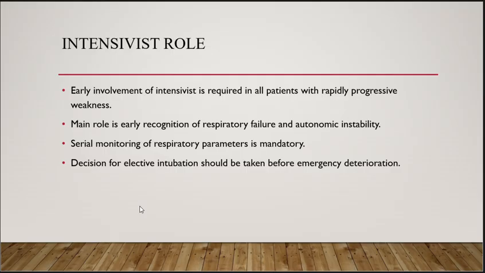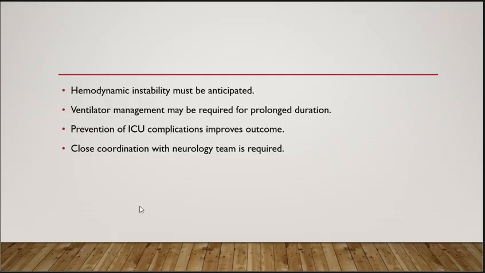And the intensivist role in GBS. Early involvement of the intensivist is required in almost all patients with rapidly progressive weakness. The main role is early recognition of respiratory failure and autonomic instability. The serial monitoring of the respiratory parameters is mandatory. The decision of elective intubation should be made by the intensivist. And hemodynamic instability must be anticipated. Ventilator management is required for a prolonged duration, and prevention of ICU complications improves the outcome, and close coordination with the neurology team is required.